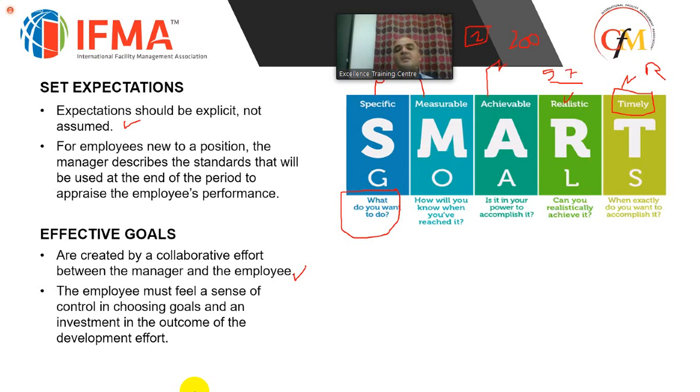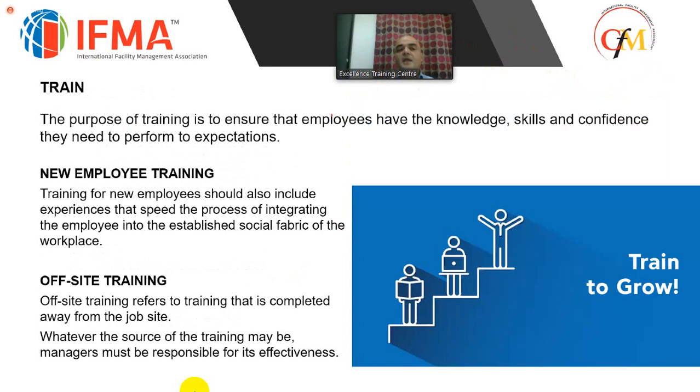The employee must feel a sense of control in choosing goals and an investment in the outcome of the developed effort. Training, here we come to your question, Krishna. The purpose of training is to ensure that employees have the knowledge, skills, and confidence they need to perform to expectations. Training can be for new employees. Training for new employees should also include experiences that speed the process of integrating the employee into the established social fabric of the workplace. So this is the process which we call onboarding.